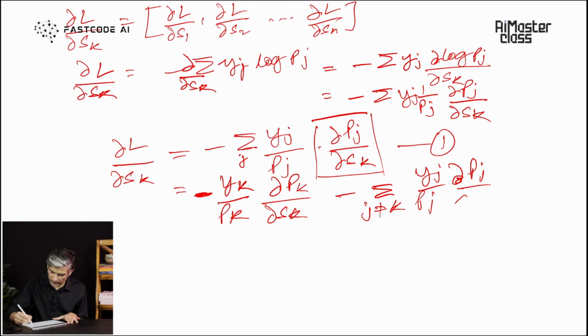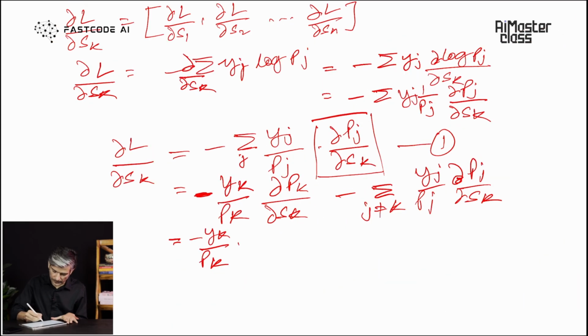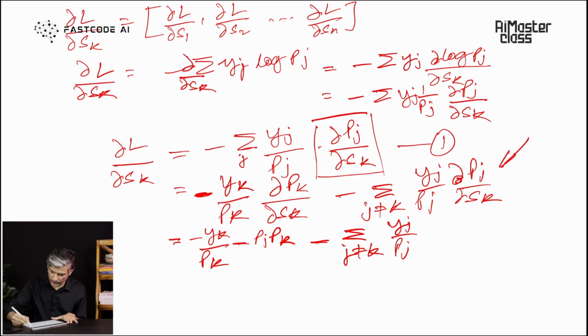Now I want to substitute, so we have our minus yk upon pk, and we want to substitute this for pk from here, right. So when it is not equal to, it's minus pj pk, so this becomes minus pj pk, and we have a minus here, sum here over j not equal to k of yj upon pj times the derivative, which I will again substitute from here, remember.